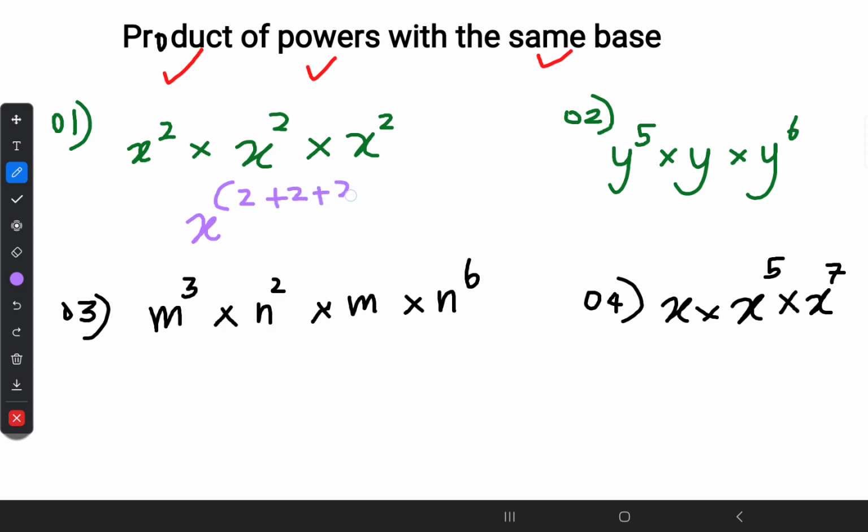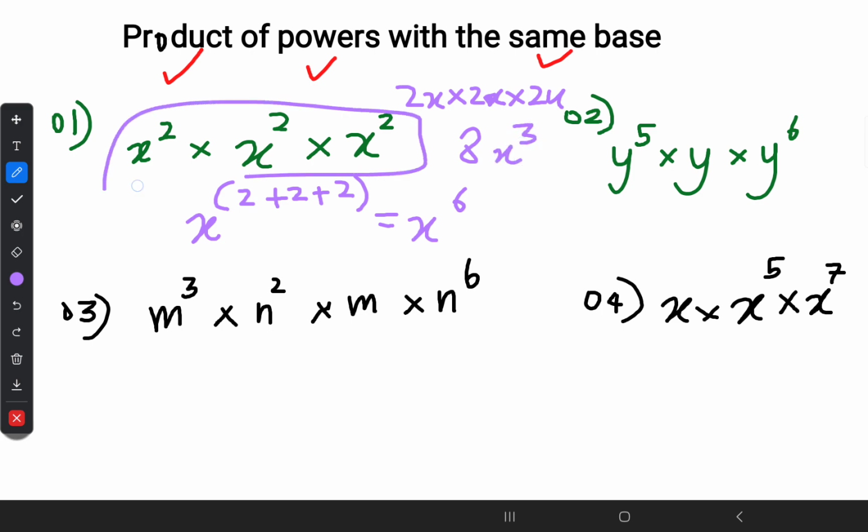2 plus 2 plus 2, it will become x power of 6. No multiplication. Okay? We are adding the powers. If I have 2x into 2x into 2x, you cannot add the 2 and 2 and 2 and get 6x. This is totally wrong, because in those cases you should multiply the numbers 2 into 2 into 2 is 8, x into x into x, x cube. That would be the expansion.